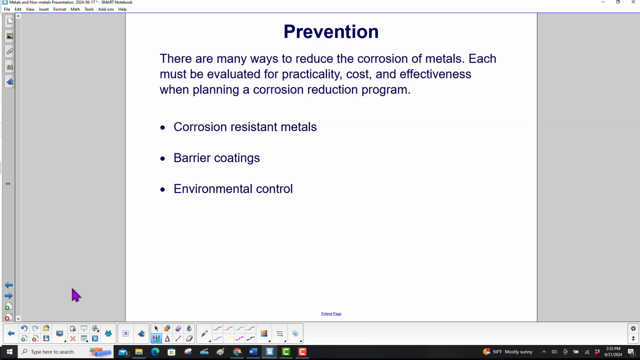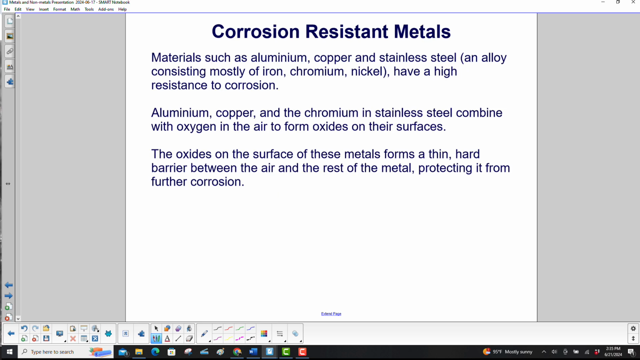There are many ways to reduce the corrosion of metals. Each must be evaluated for practicality, cost, and effectiveness when planning a corrosion reduction program. Some examples of this are corrosion-resistant metals, barrier coatings, and environmental control. Materials such as aluminum, copper, and stainless steel, which is an alloy consisting mostly of iron, chromium, and nickel, have a high resistance to corrosion.